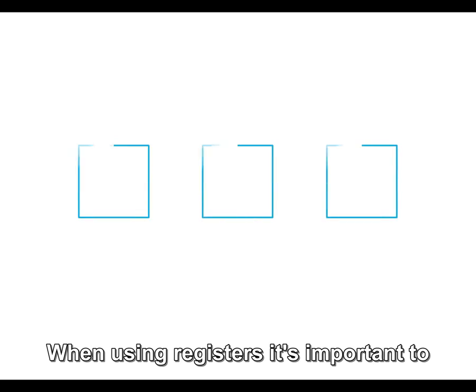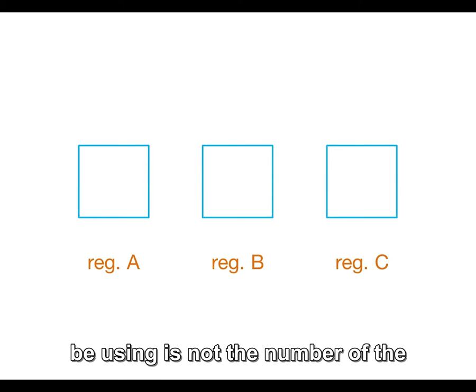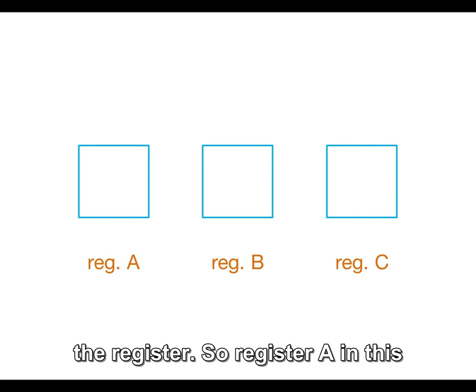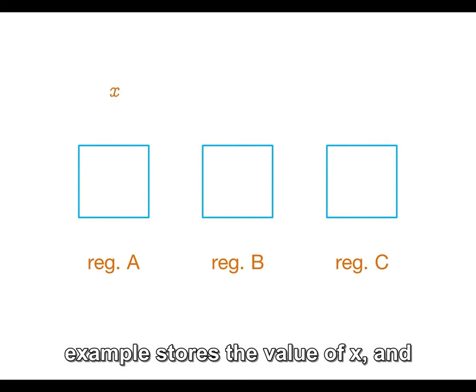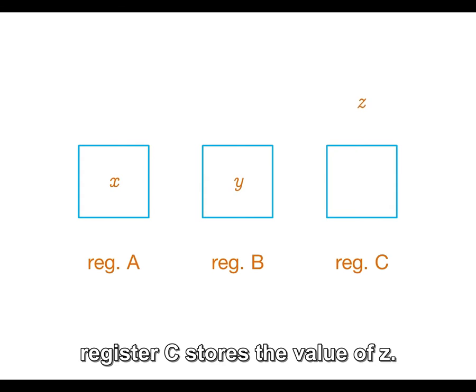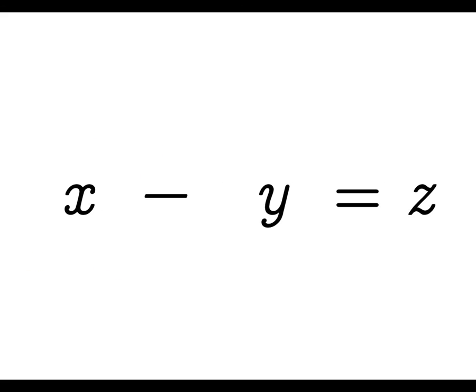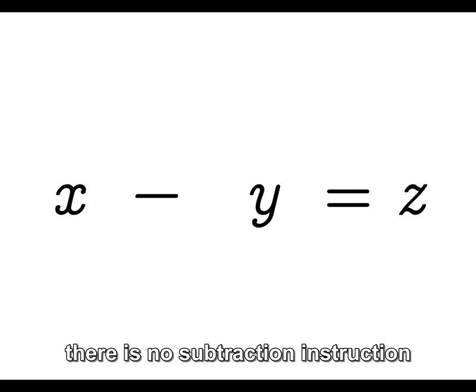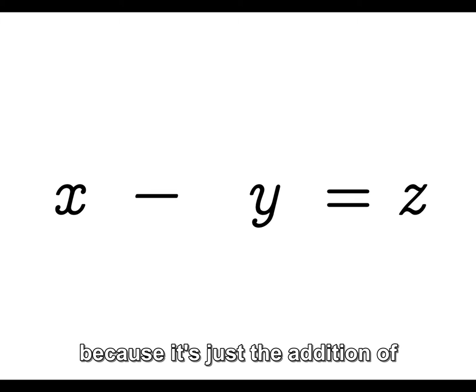When using registers, it's important to note that the data you're going to be using is not the number of the register. It is the number stored within the register. So register A in this example stores the value of X, and register B stores the value of Y, and register C stores the value of Z. All instructions cannot be combinations of other instructions. For example, there is no subtraction instruction because it's just an addition of a negative.